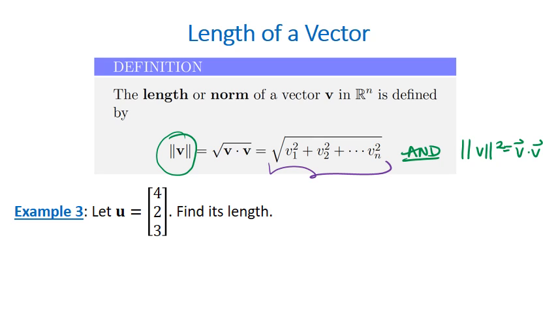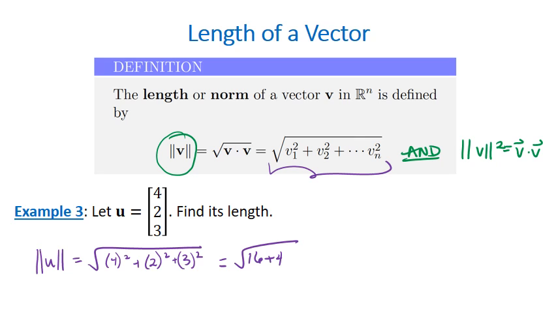If I want to find the length of this vector here, so this vector's in 3 space, the definition says to take 4 squared plus 2 squared plus 3 squared, and then take the square root of that sum. So 16 plus 4 plus 9 gives me the square root of 29. That cannot be simplified, so the length of vector u is root 29.